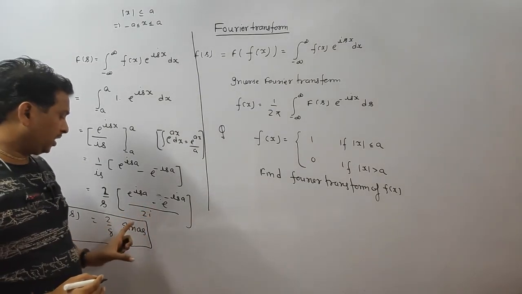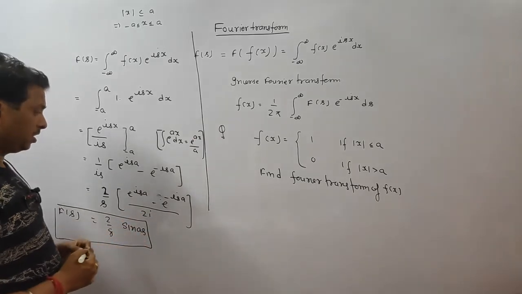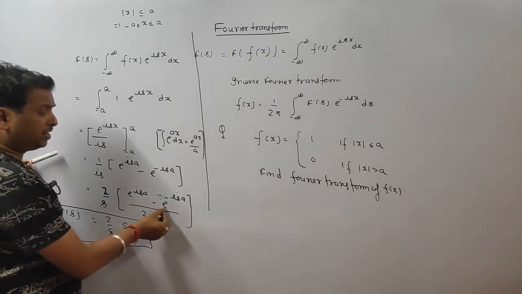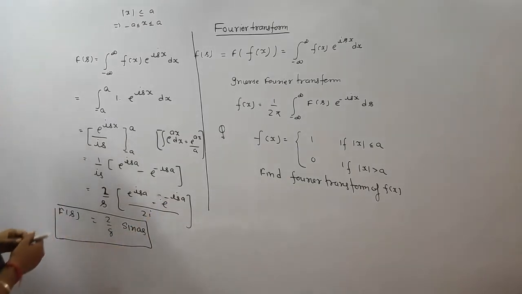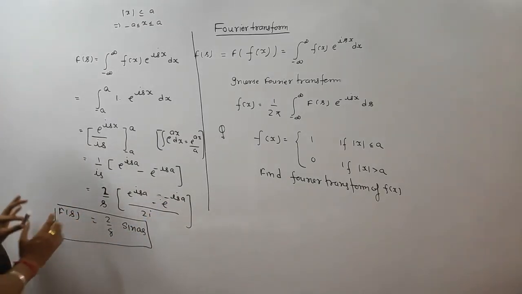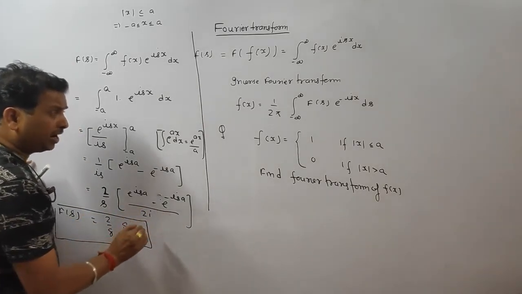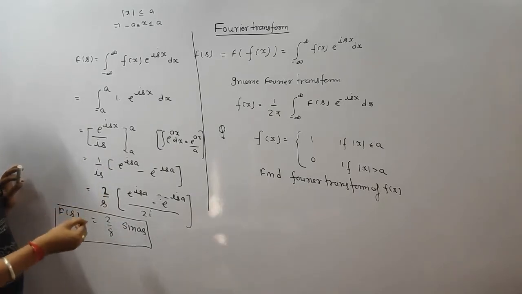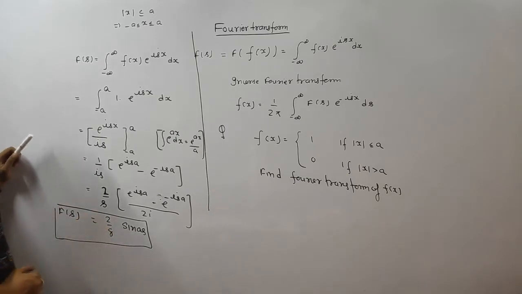What is sine s a in terms of exponentials? Its value is e to the power iota s a minus e to the power minus iota s a by 2 iota. So this is the final answer. If you leave it here also it is correct. But sometimes for an integral, if they ask for something standard, it will create some problem. So you have to simplify. It's very easy.